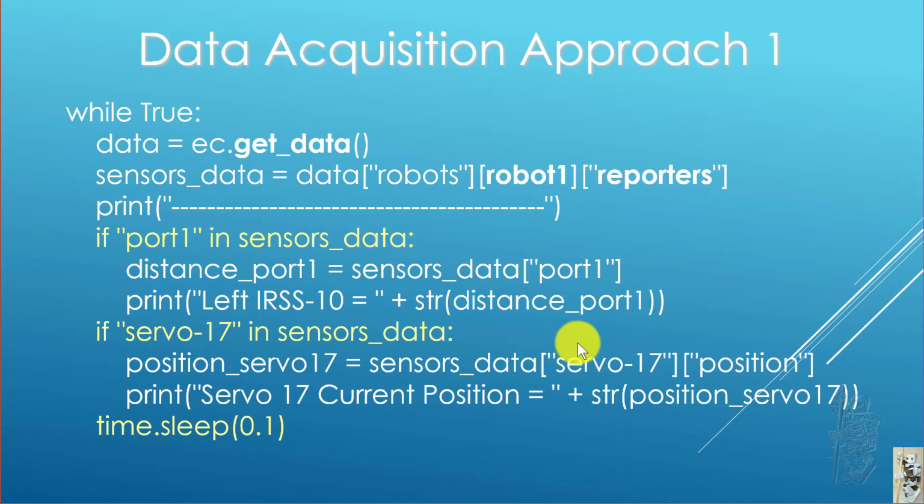Data acquisition approach. Once you get that, you can see that I got the structured data. From the data structure, I pull out the smaller dictionary I call sensor data. This is very defensive programming here. I'm checking to see if the key port 1 exists. If it does, I pull the data out and print it. Same thing if I'm looking to see if servo 17 exists, I pull that information out, the position of servo 17, and print it.